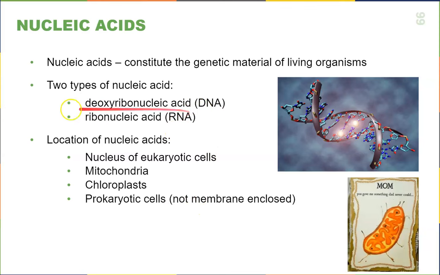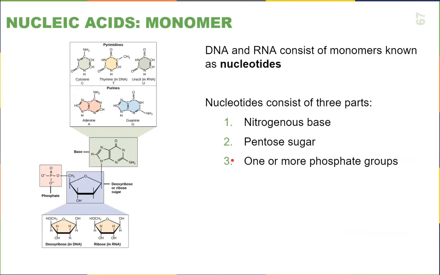So DNA and RNA. The location of nucleic acids is going to be in one of four places, or multiple places: the nucleus of eukaryotic cells, the mitochondria organelle, the chloroplast organelle, and then in prokaryotic cells, they don't have a nucleus, so it's just hanging out in there loose or connected to the cell membrane. But we'll talk about prokaryotic cells later on.